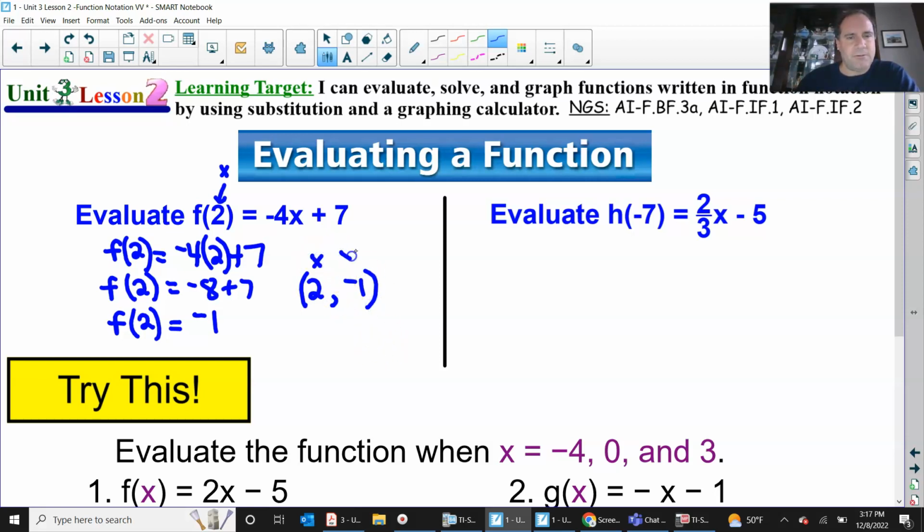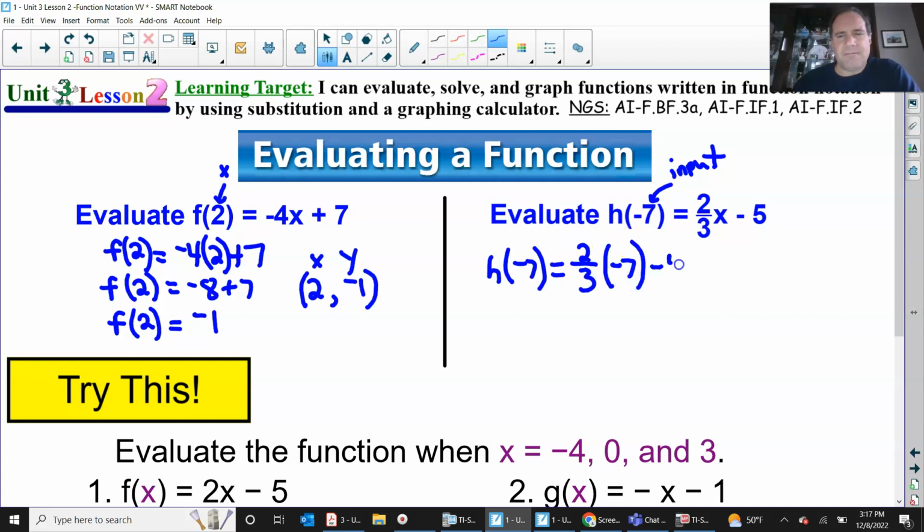X, y, coordinate form. Let's go ahead and evaluate this. Remember, this is your input. That's your x. If that's your input, then I'm going to rewrite it as h of negative 7. When x is negative 7, in 2 over 3, instead of x we're going to put negative 7, minus 5.